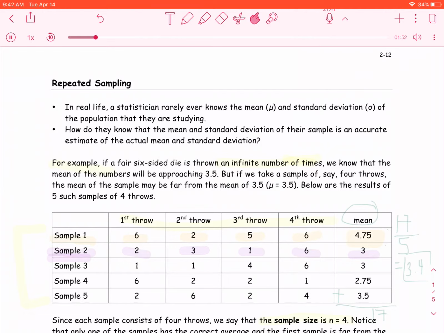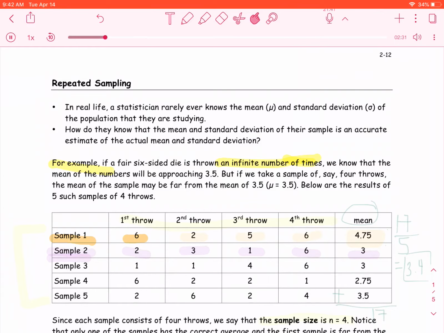For our example, if a fair six-sided die is thrown an infinite number of times, we know that the mean of the numbers will approach 3.5. What does that mean and where does that come from? What I want you to visualize is if you had a six-sided die, and you can do this on your own as a little experiment if you want to give it a shot. If you have a piece of paper and a pen, I want you to record your samples for rolling your die 4 times.